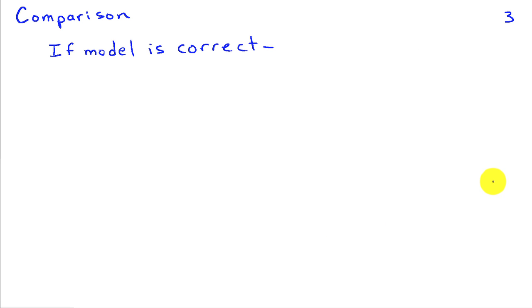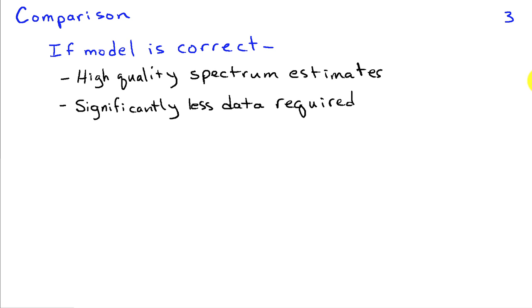Now, the comparison between whether one uses a non-parametric method based on the DFT or a parametric method all depends on the correctness of the assumed model for the parametric method. If the model is correct when you do parametric spectrum estimation, in general, you're going to get a higher quality estimate and be able to get that estimate with significantly less data than would be required by a non-parametric method. And that's because you're exploiting the additional information that you provide when you say, I believe the spectrum has this particular form given by the model.